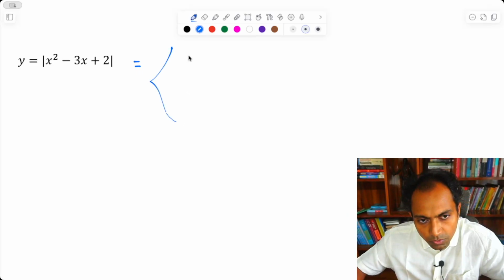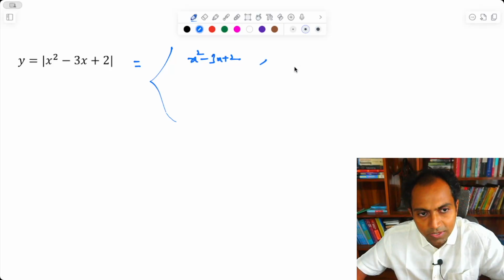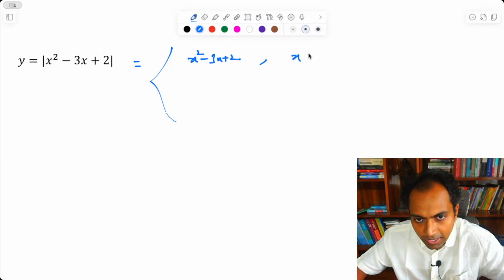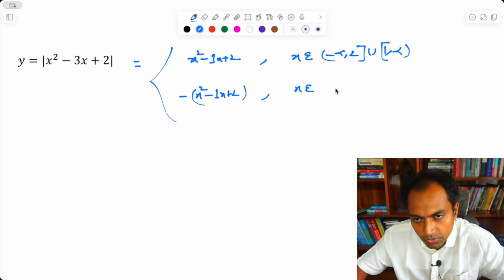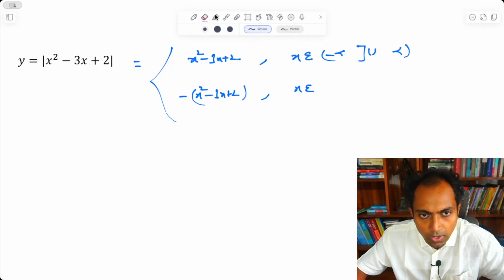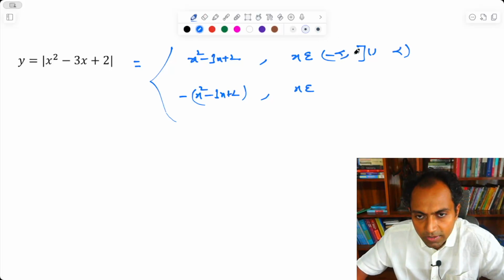So this comes out to be x square minus 3x plus 2 when x square minus 3x plus 2 is greater than or equal to 0. That happens when x belongs to minus infinity to 1 union 2 to infinity, and this will become minus of x square minus 3x plus 2 if I am looking into values of x that are between 1 and 2. So I should write 1 here and then 2 here. Hope you were able to understand the core concept behind this after solving this question. So this becomes 1 to 2.